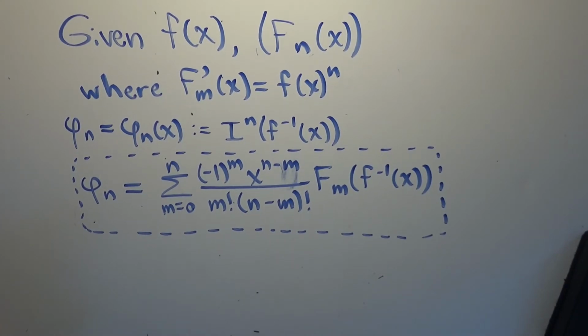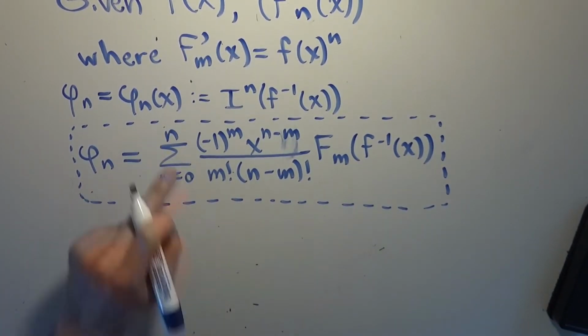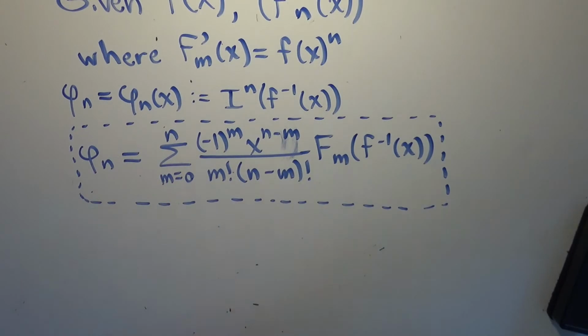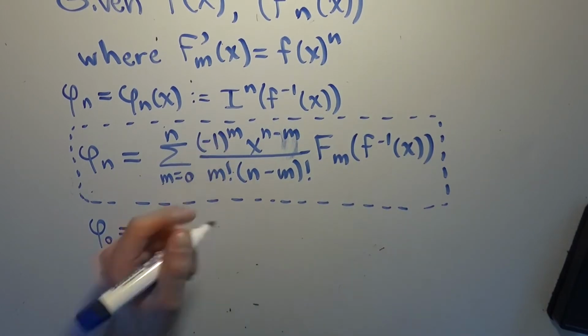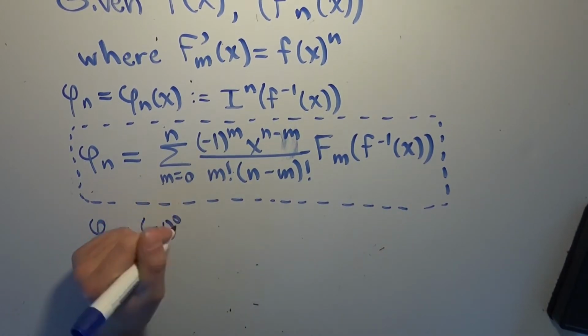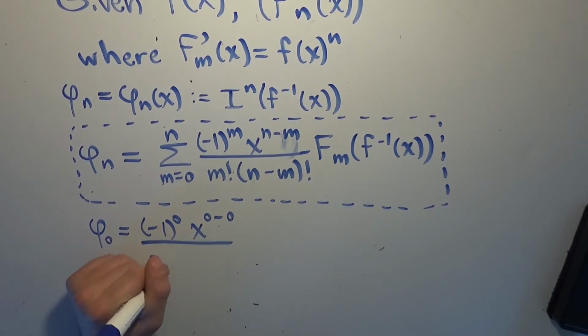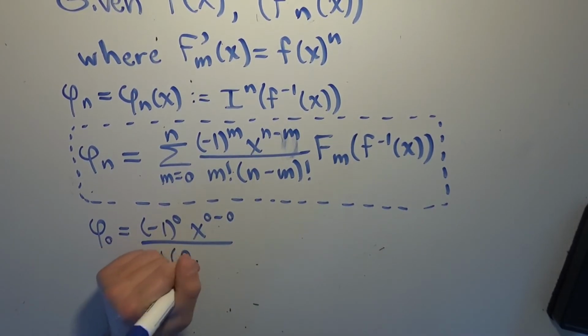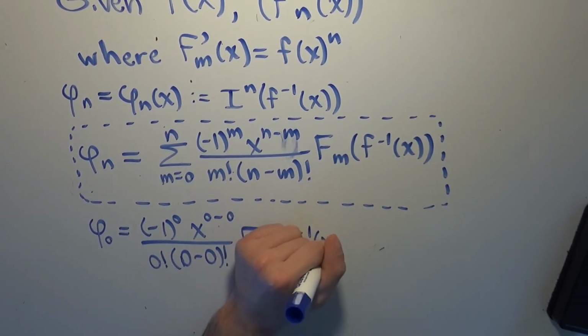So let's prove it. So is phi of 0 the inverse function? Well, let's see. If we plug in n equals 0, we're going to have a sum from 0 to 0, so there's only going to be one term, which means phi of 0 is going to be negative 1 to the power of 0 times x to the power of 0 minus 0, all over 0 factorial times 0 minus 0 factorial, times F sub 0 of f inverse of x.